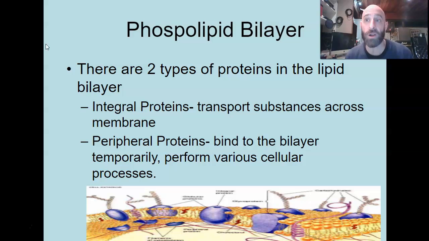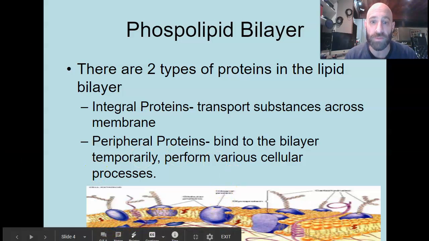Peripheral proteins are on the outside. So if I say peripheral vision, you might already know that means vision to the outside of your scope of vision, right? So your peripheral vision is to the outside of your visual field. So peripheral means to the outside. So what goes on here is these are proteins that stay on the outside of the cell, and they act as essentially receptors, and they cause different processes to happen.